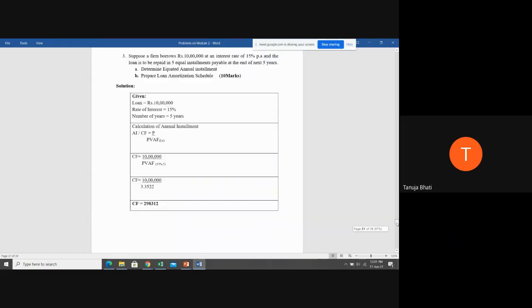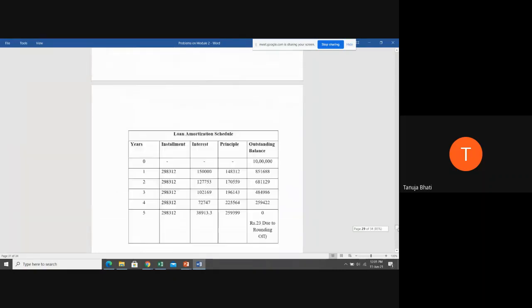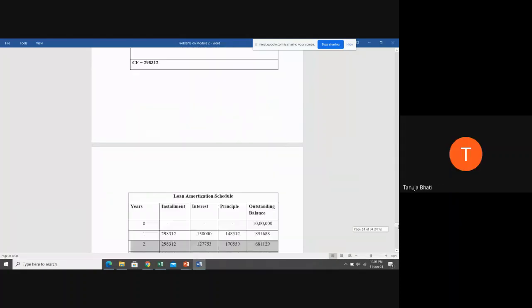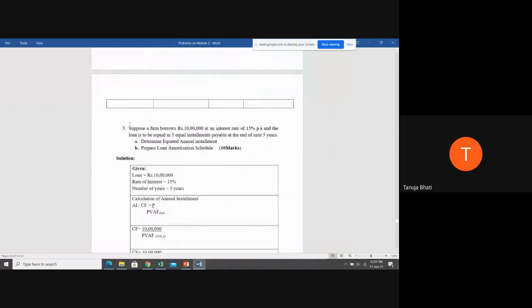Now, is this particular problem clear? Should I explain this particular part, or is it clear? Yes, students? Clear, ma'am. Okay. So did everyone understand problem number 3?